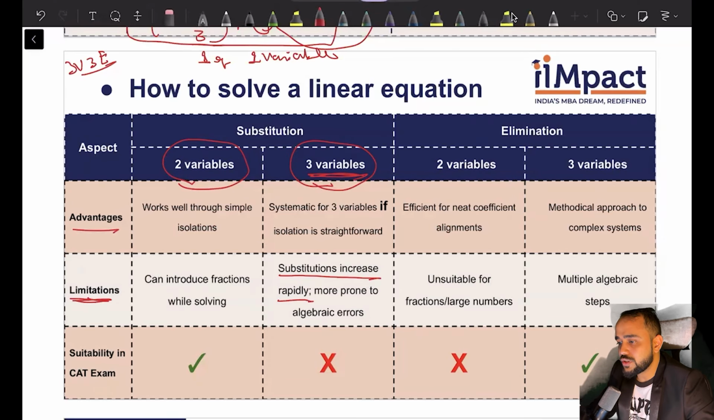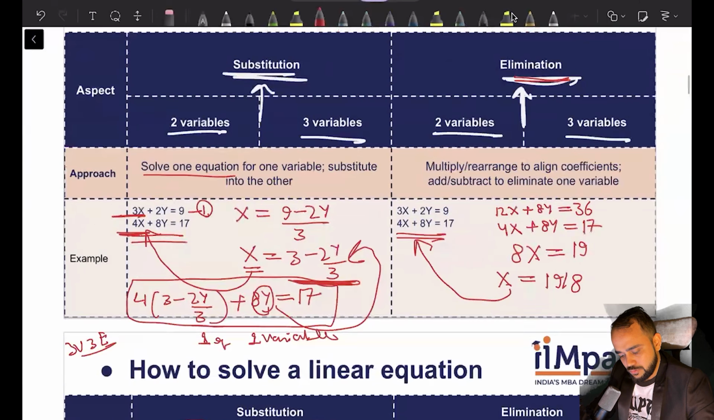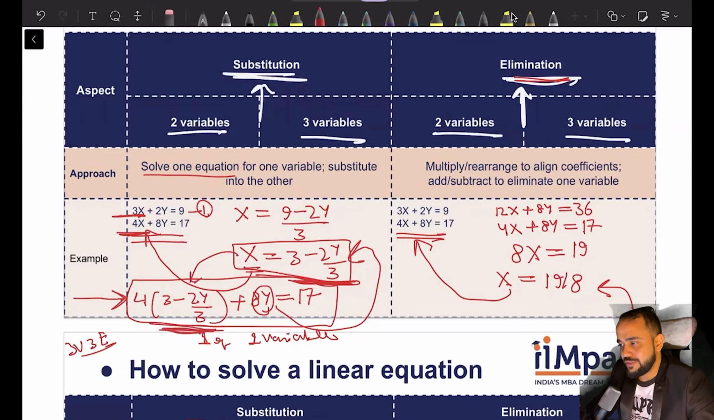The number of substitutions that you will have to make increases, and that introduces avenues for errors, calculation errors, etc. Because look at this. Do you like this method or do you like this method? The left one has a fraction as part of the solving step itself, right? I had x is equal to (3 minus 2y) by 3, and then I had to put it here. Now I have to deal with this fractional thing.